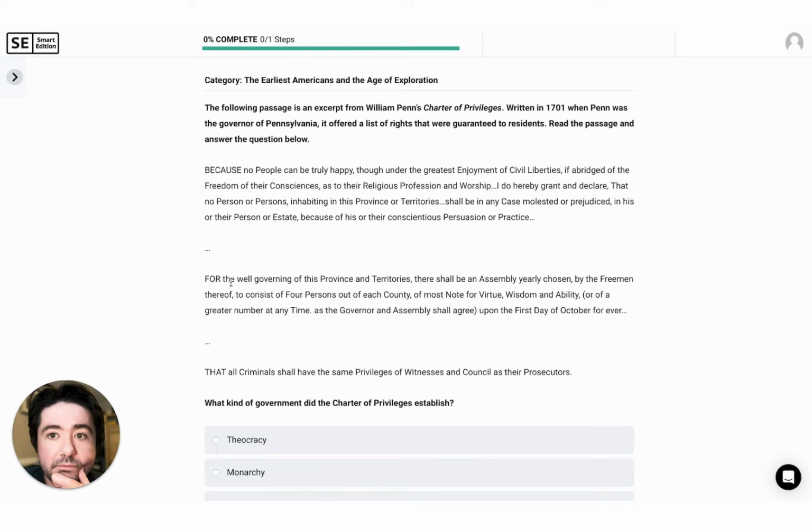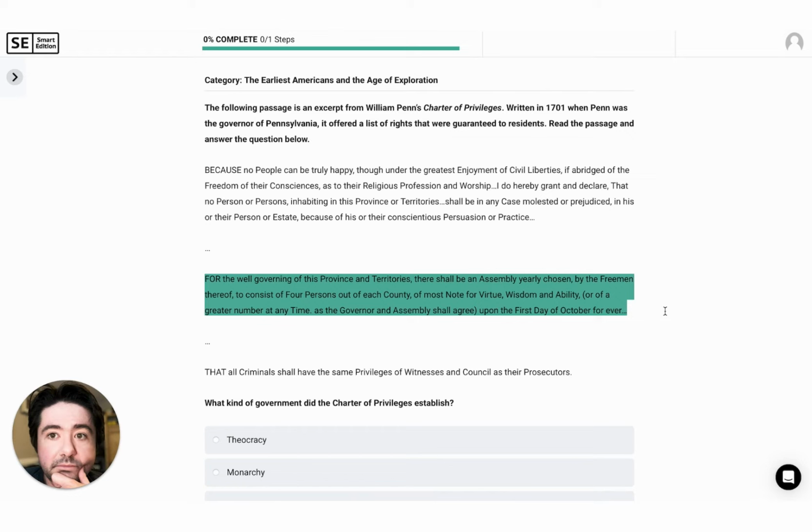For the governing. Okay, we're talking about government. This is where the answer is. So I'm going to highlight it, and let's take a look. For the well-governing of this province and territories, there shall be an assembly yearly chosen by the freemen thereof, to consist of 4 persons out of each county, of most note of virtue, wisdom, and ability, or of a greater number at any time, as the governor and assembly shall agree, upon the 1st day of October forever.